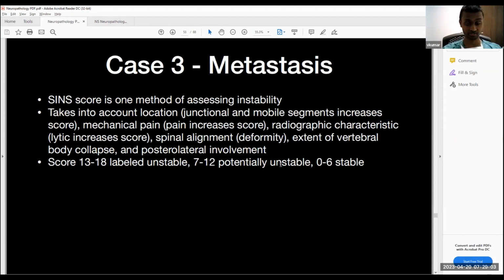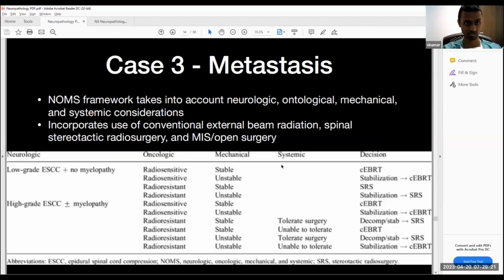Is it lytic or is it blastic? What the spinal alignment looks like, how much the vertebral body has collapsed. And again, they label these as unstable, potentially unstable, stable, but it's just one framework, one scoring guide that can be used in terms of deciding how to approach whether to fuse these or not.